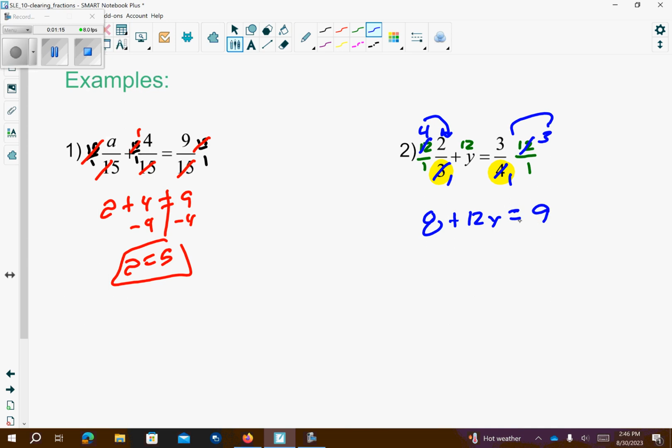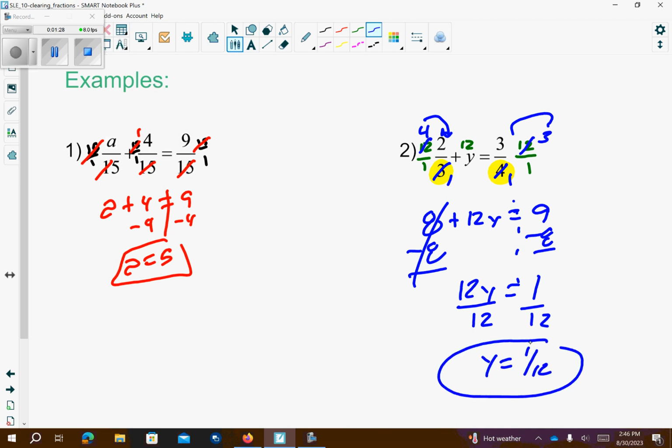Now you can go ahead and solve this. So you've cleared the fraction. Subtract 8 from both sides. Those are gone, so I get 12y is equal to 1. Divide both sides by 12, so y equals 1 over 12. You don't have to make that decimal. Just keep it as 1 over 12. That's totally fine.